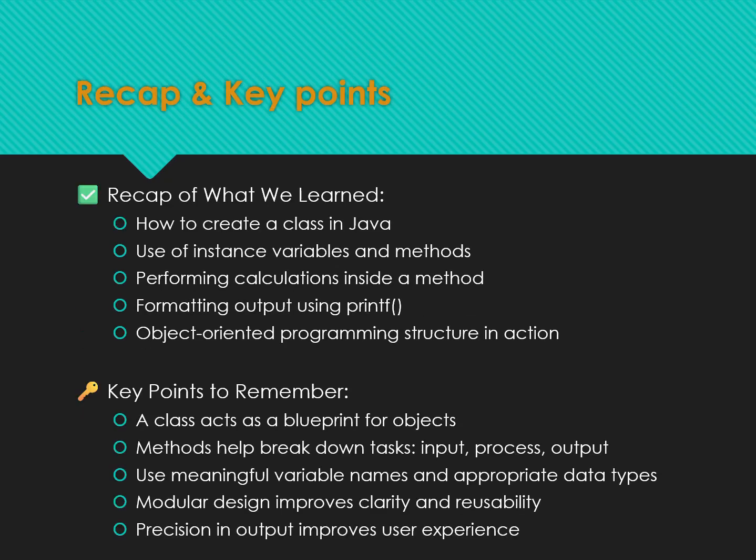Let's now take a moment to recap everything we've learned in this lesson and highlight some key points that you should remember. We started by understanding how to create a class in Java, in our case, a class named rectangle. Inside this class, we used instance variables to store the properties of a rectangle, its length, breadth, area, perimeter, and diagonal. We then wrote 3 well-structured methods, one for taking input, another for performing calculations, and a third for displaying results. Each method was clearly separated in its purpose, showcasing a modular design, a core principle in clean coding.